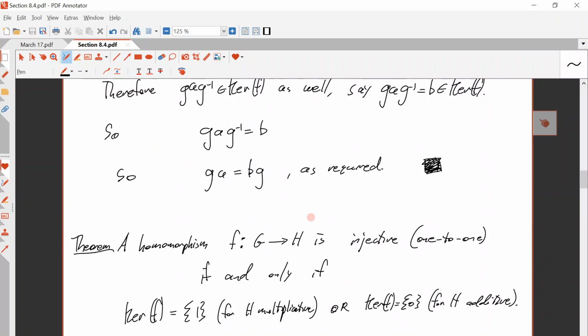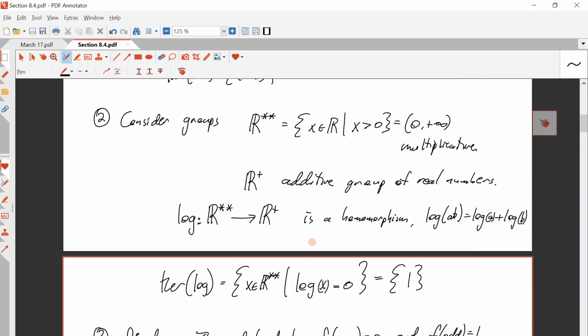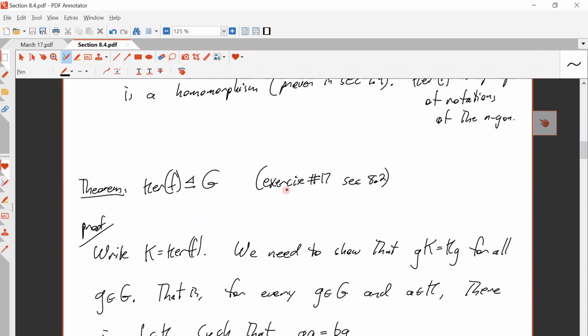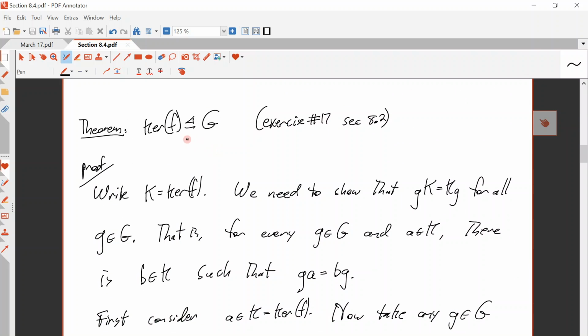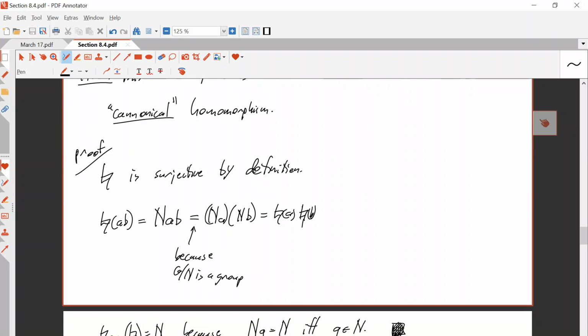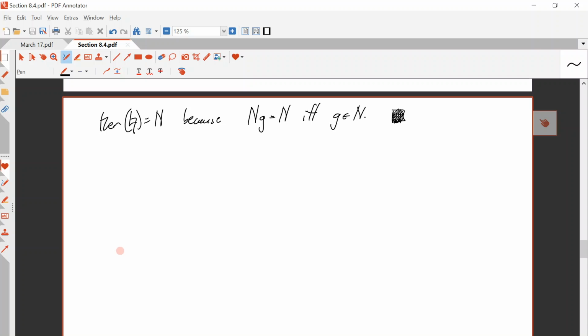Given a homomorphism, surjective or not, where's that theorem? Given a homomorphism, surjective or not, the kernel of f is a normal subgroup of G. So homomorphisms give you normal subgroups, which are the kernels of homomorphisms, and normal subgroups give you homomorphisms for which they are the kernel. And essentially, that's everything. This is the first isomorphism theorem.